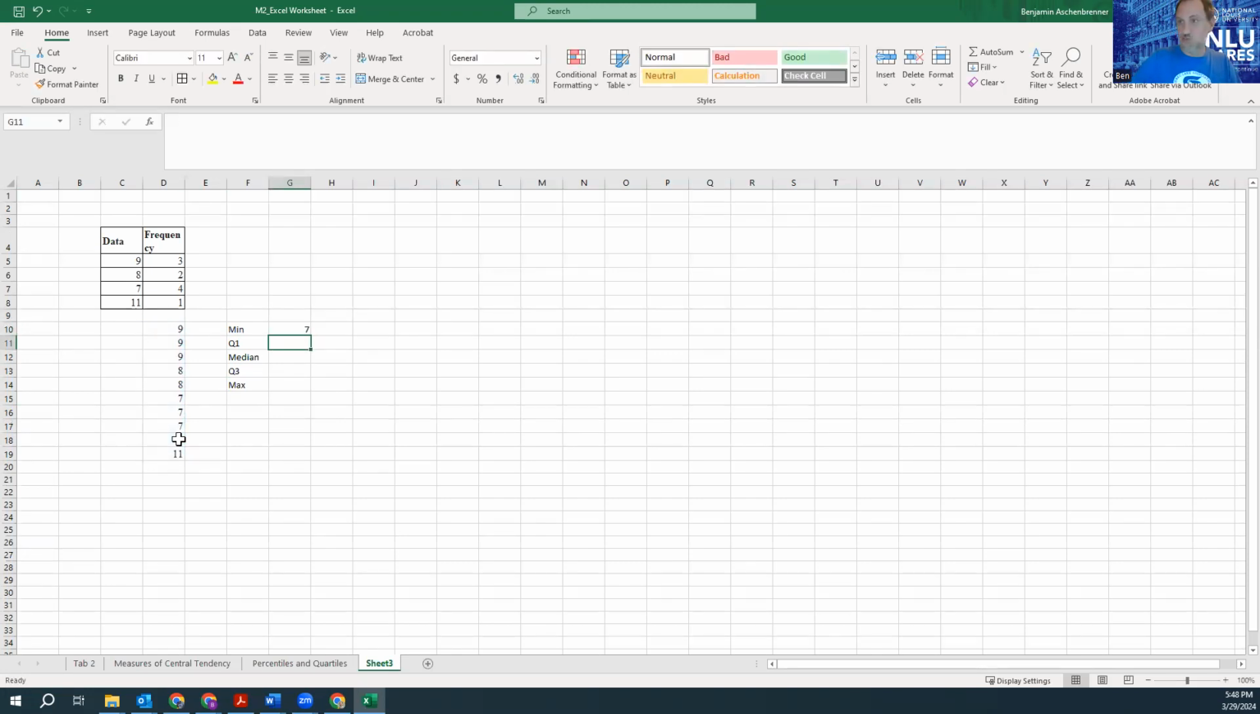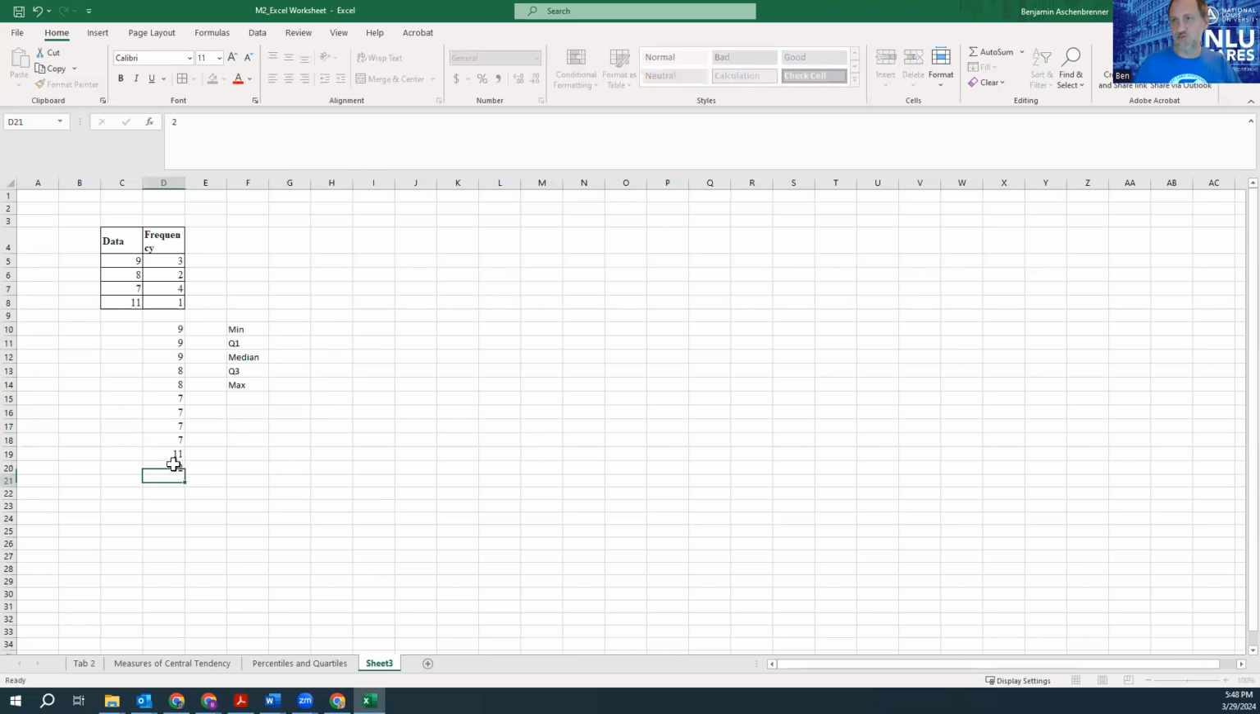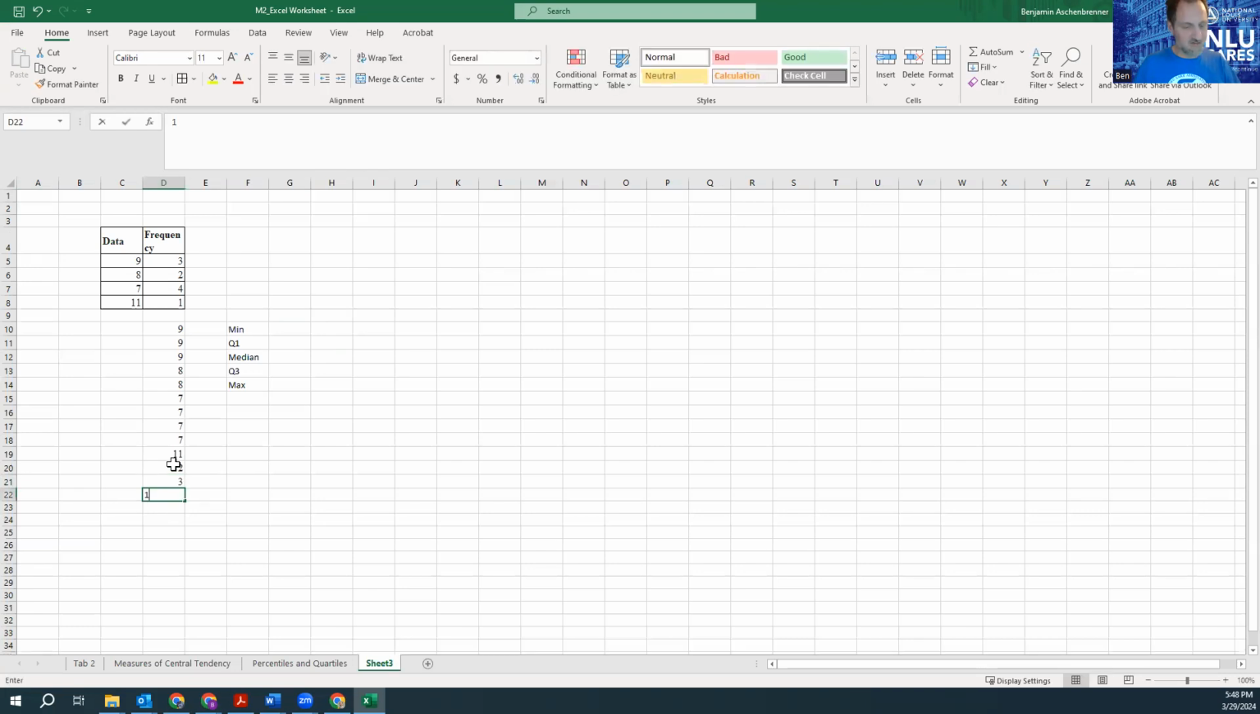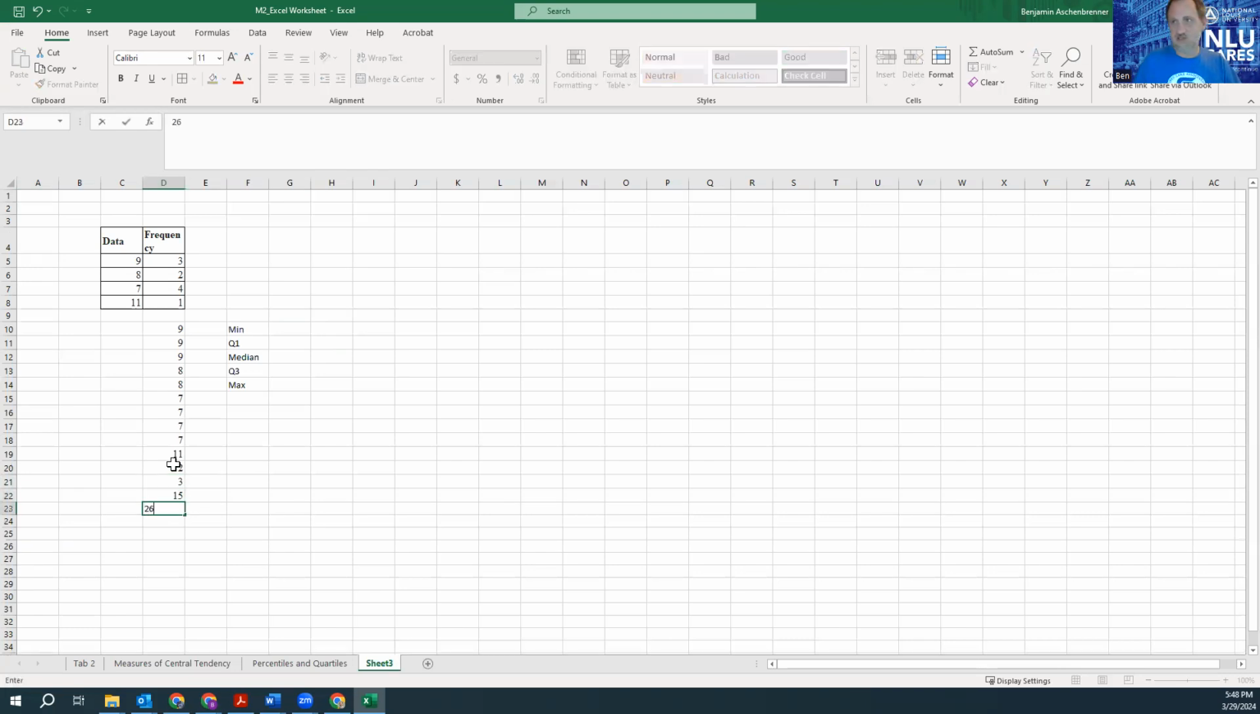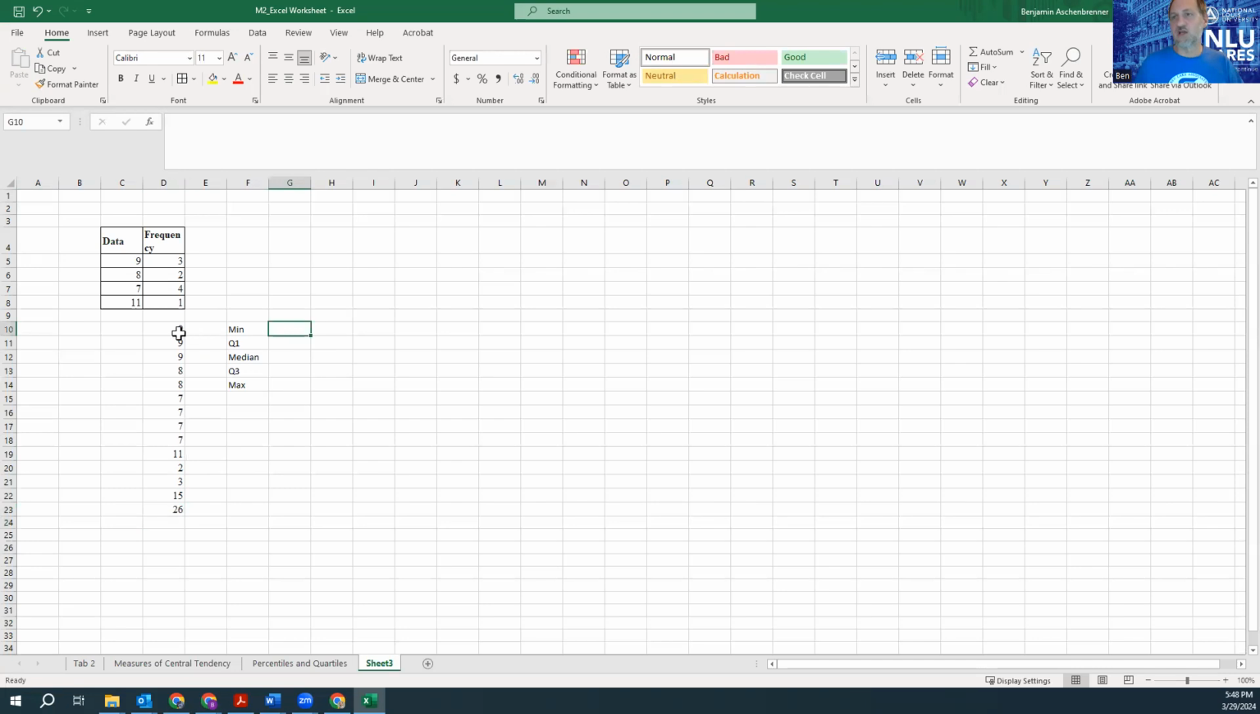Q1 is the 25th percentile, percentile.exe. Highlight the data, put in 0.25. Oh, shoot. This isn't going to be very interesting. Let me back up. Give myself a couple more data points: 2, 3, 15, 26. Okay. Let's try again. So forget about this.